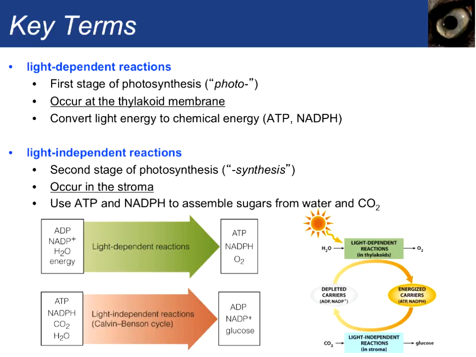The second part is the light-independent reactions. This is the second stage of photosynthesis, and this is the synthesis part of photosynthesis. It occurs in the stroma of the chloroplast. In light-independent reactions, the ATP and NADPH formed in the first part are used to assemble sugars from water and carbon dioxide. And so again, remember this ATP.